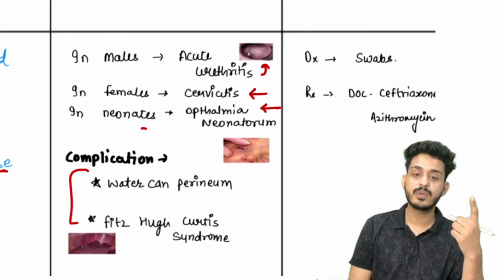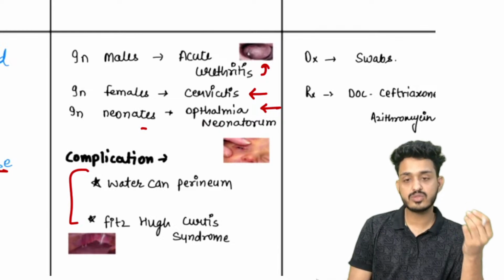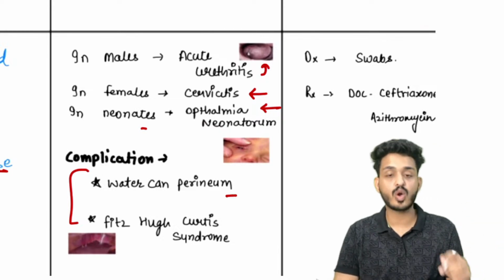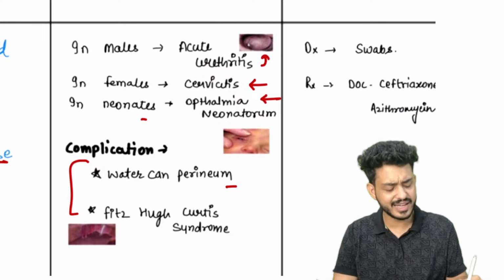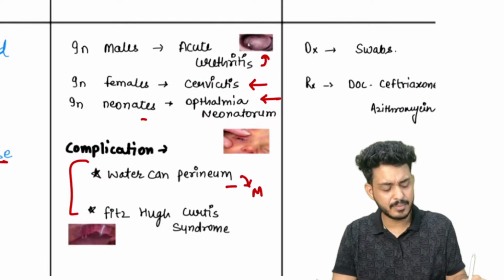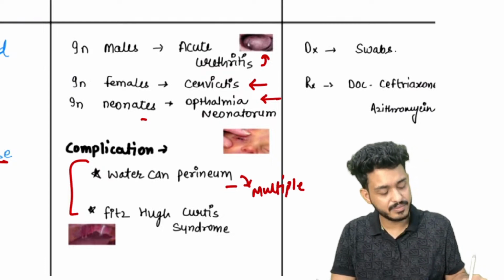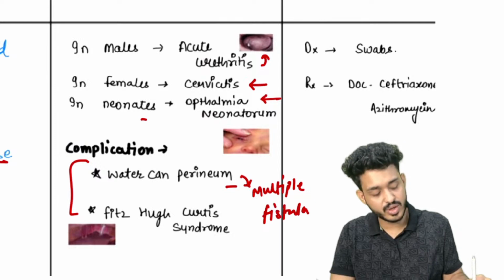One is the one with water above, that is Waterhouse-Friderichsen syndrome. Here we are having watering-can perineum. What is watering-can perineum? Basically, there are multiple fistulas present. That is watering-can perineum.